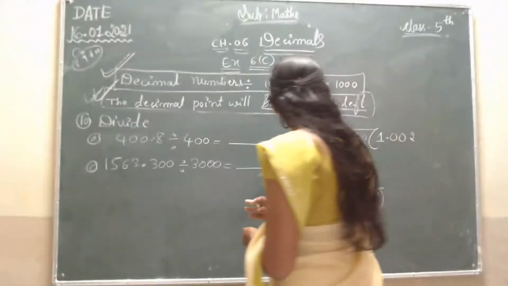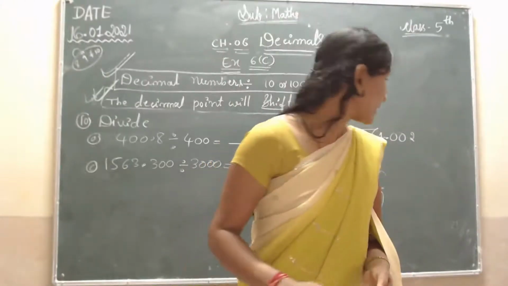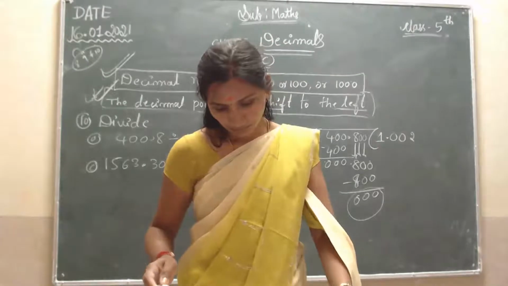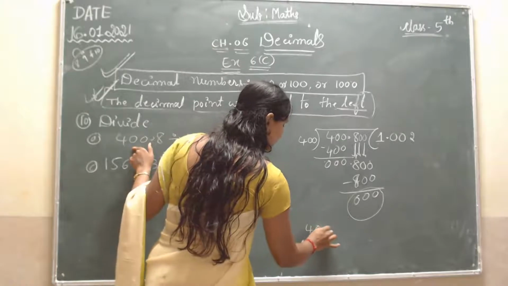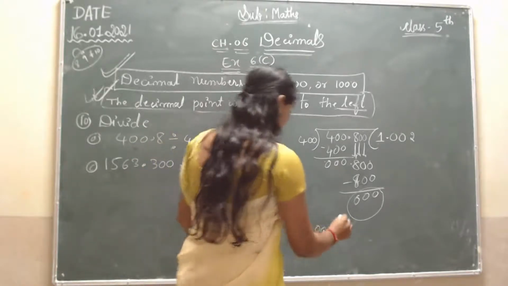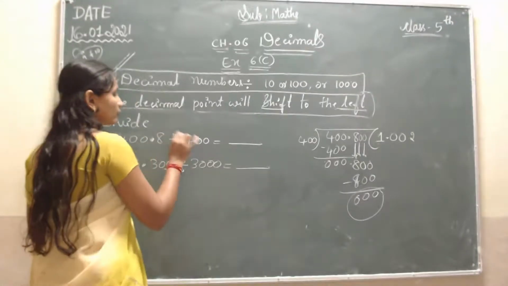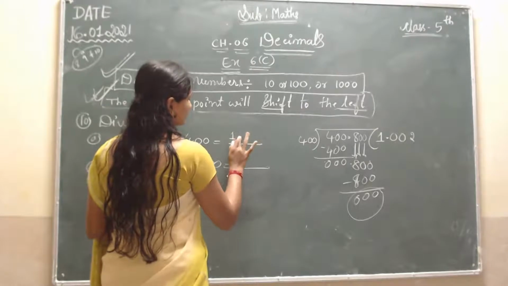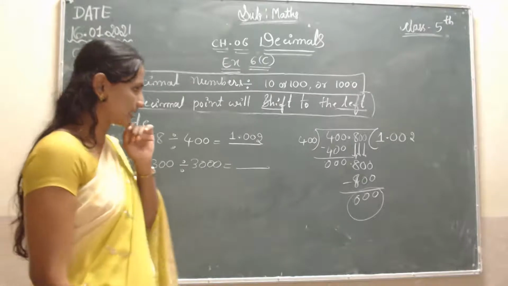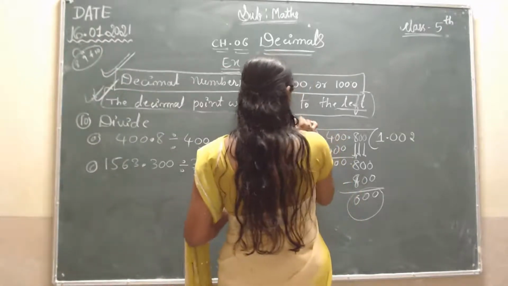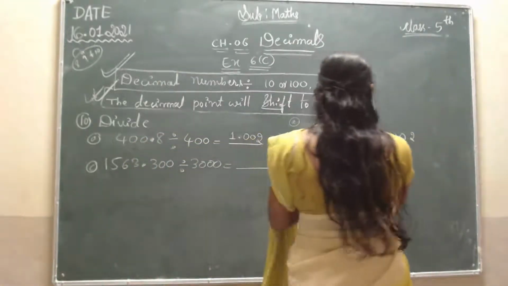Okay, so the question here is 400.8 divided by 400. So that is 1.002, that is the result. Okay, so next question you can see is C. So this is question number A. A is completed. So can you see the C question, the question number C.